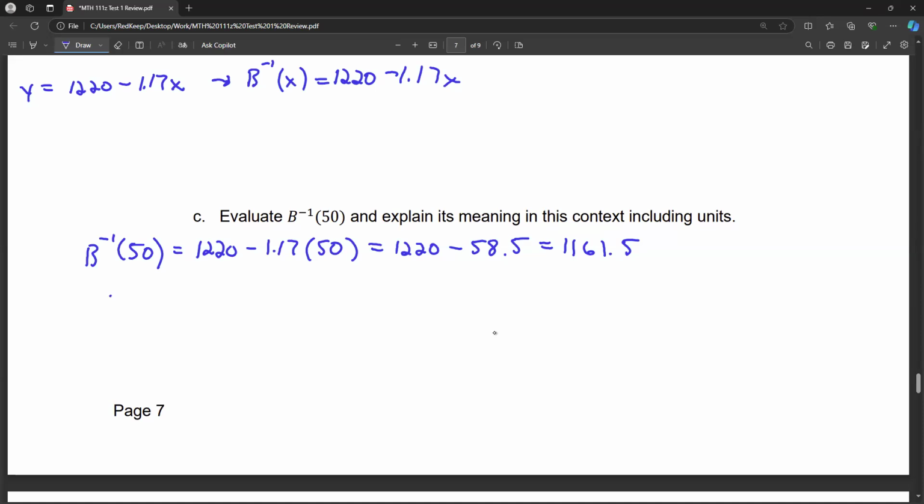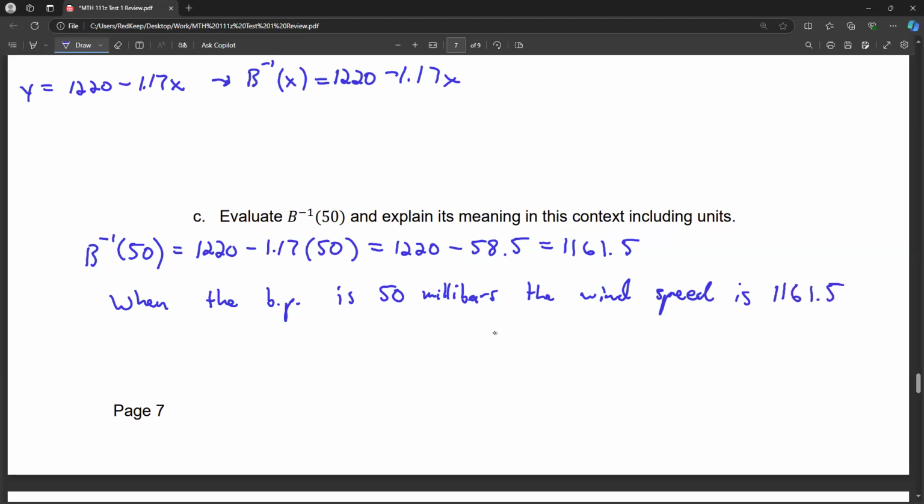So one potential answer might be: when the barometric pressure is 50 millibars, the wind speed is what we just got, 1,161.5 miles per hour.